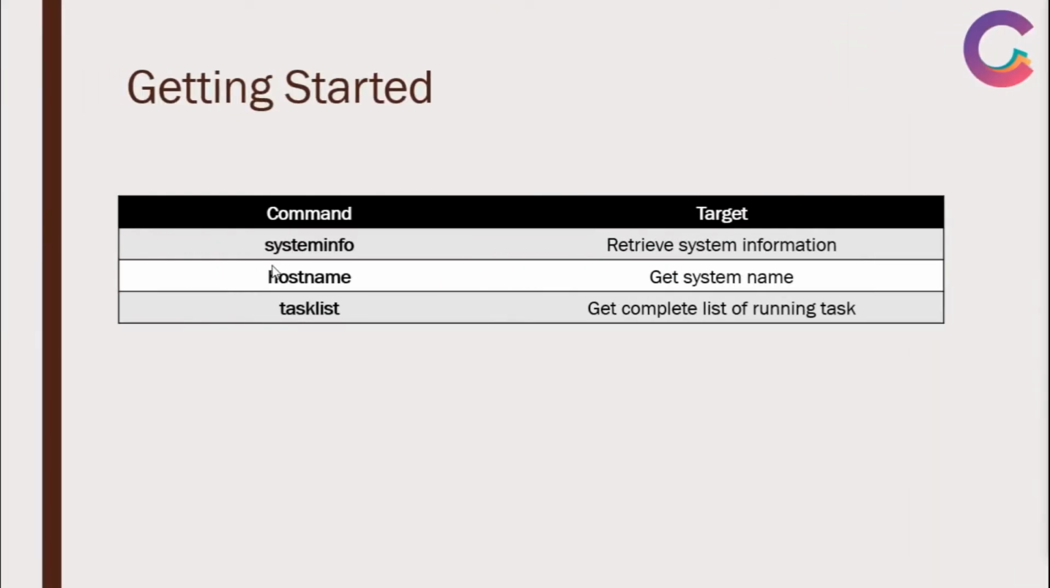So these are the three commands. The first is systeminfo. The second one is hostname. And the third one is tasklist.